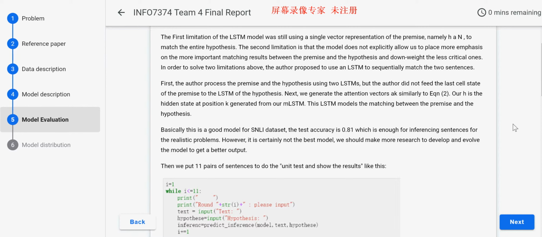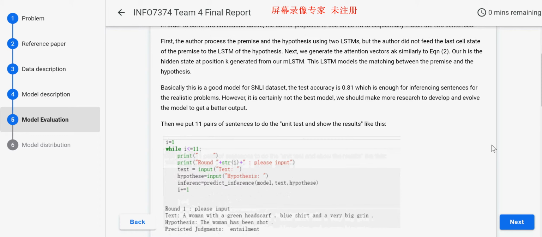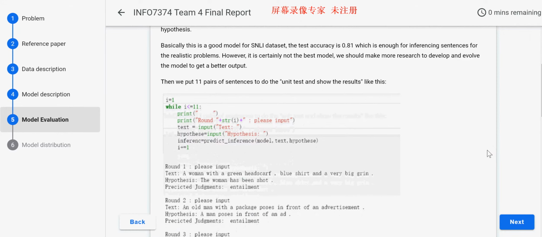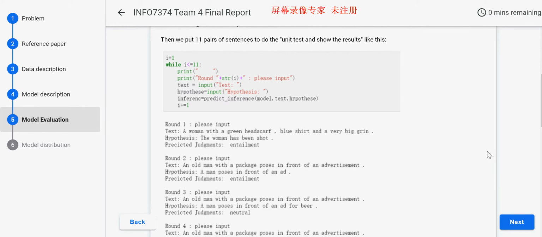Basically, this is a good model for the dataset. The test accuracy is 0.81, which is enough for inference and synthesis for realistic problems. However, it is certainly not the best model, but we should do more research to develop and evolve the model to get a better output. And then we put 11 pairs of sentences through a unit test and show the results like this.